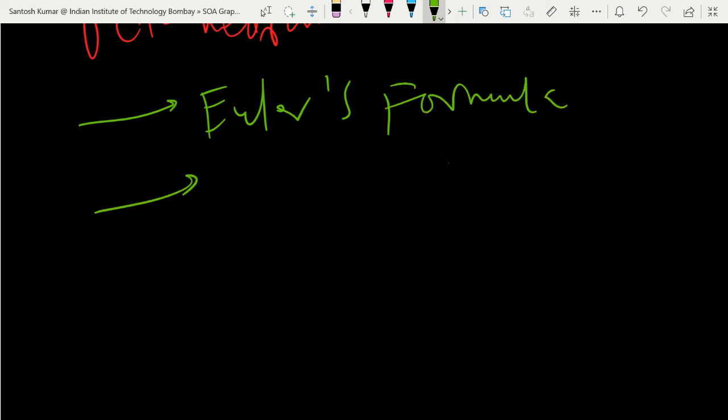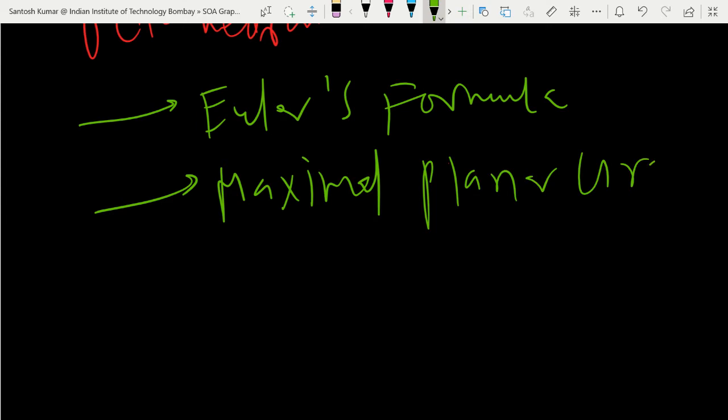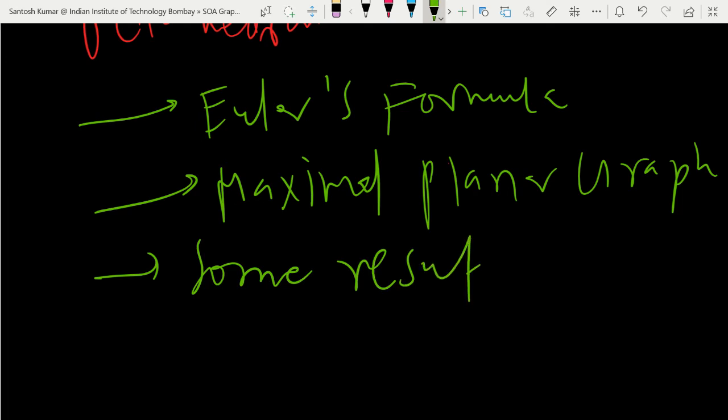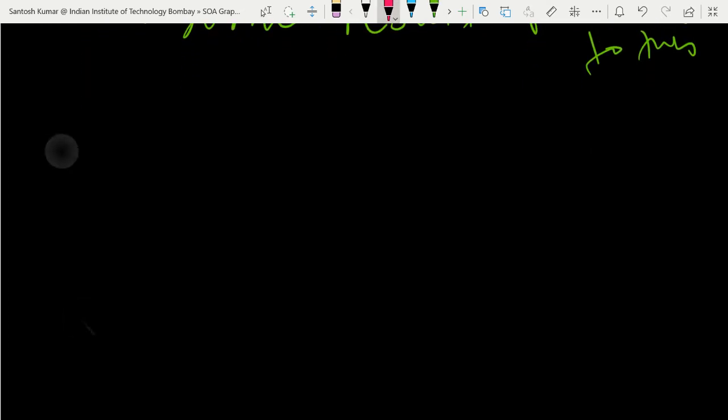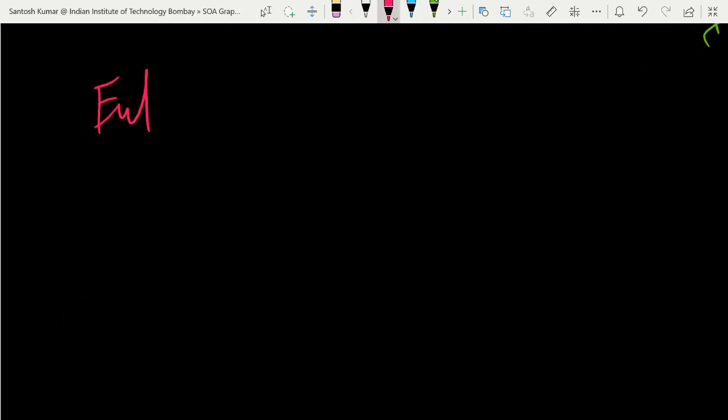Then a word will come, maximal planar graph, and then you will see some results related to that. Okay, so let's go back to Euler's formula.